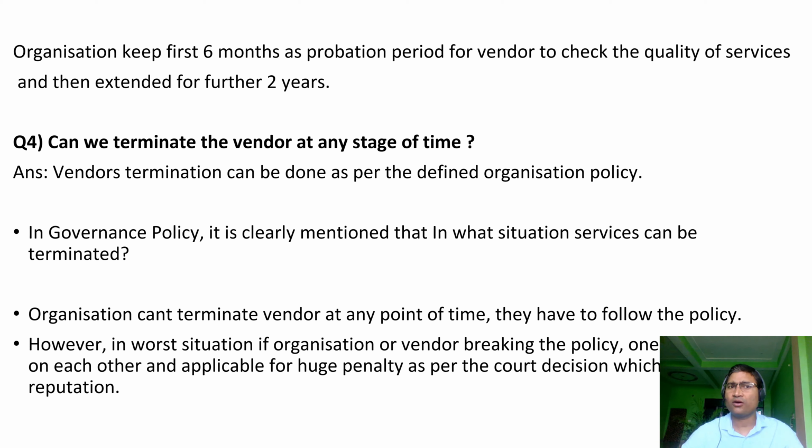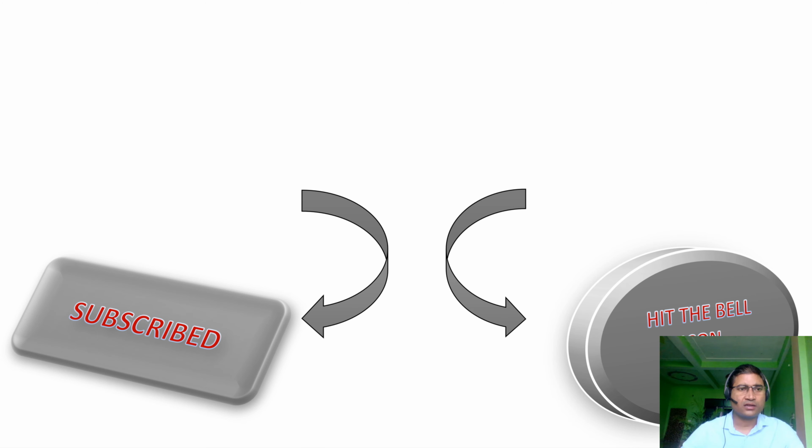So ideally, the organization cannot terminate the vendor, but as I discussed, there are certain scenarios in which the organization has authority. For example, if the vendor is non-performing and after escalating multiple times is not coming back with a bounce back, in such worst scenarios the organization can terminate the vendors. So guys, these are the questions.